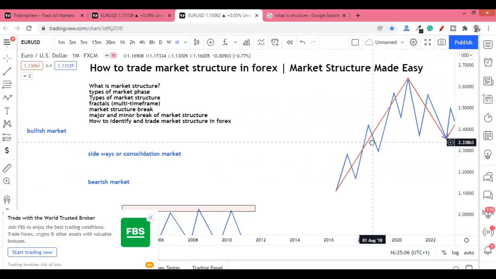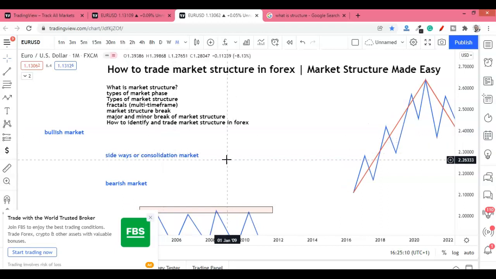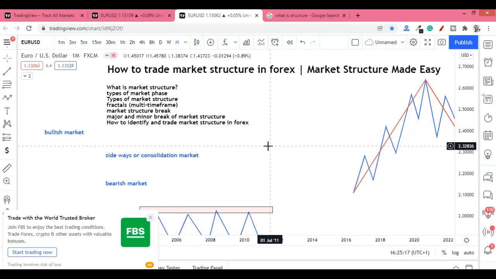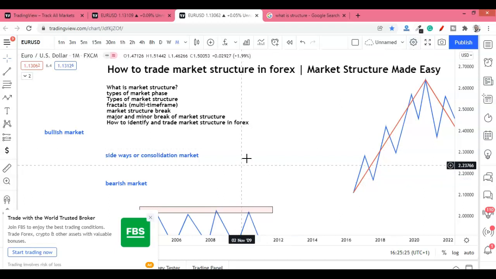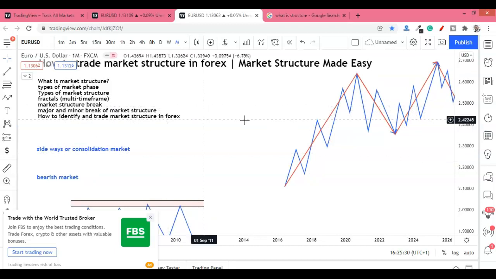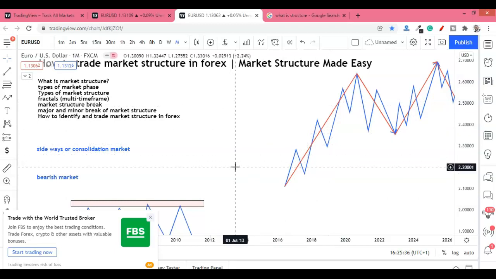So when trading market structure, you have to understand the time frame. Multi time frame analysis will help you to have a better understanding. I've done a video on that. You can see the link in the description, or you can see it up here on YouTube. So the fractal of the market is all about the repetitive pattern. What you see on the higher time frame, you also see on the lower time frame.